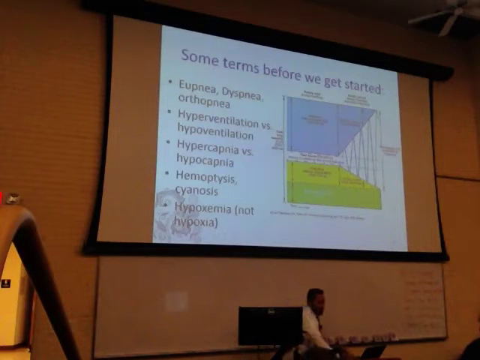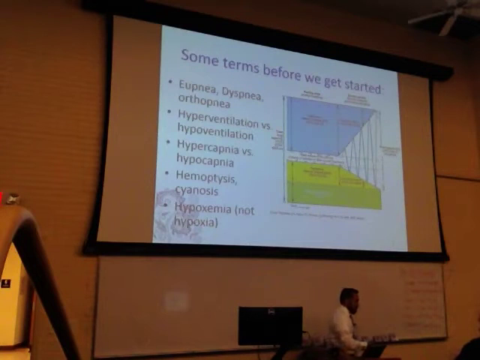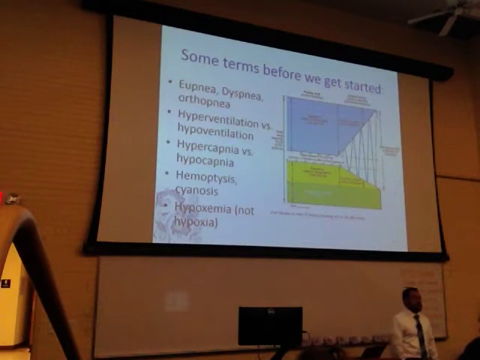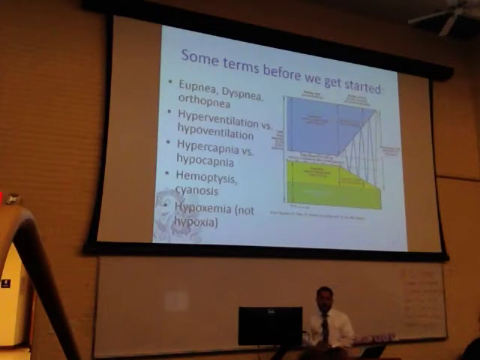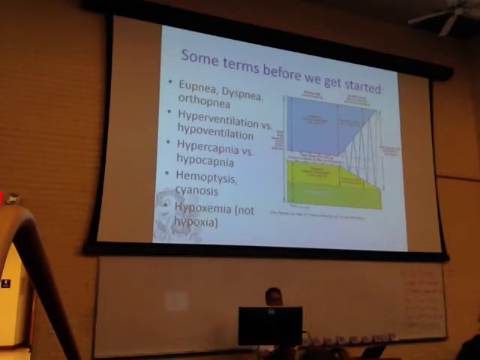Cyanosis. This is when a patient becomes slightly blue in color. Usually there's a decrease in oxygenation of the tissues. We'll see patients later today in our lecture called blue bloaters. They're cyanotic.